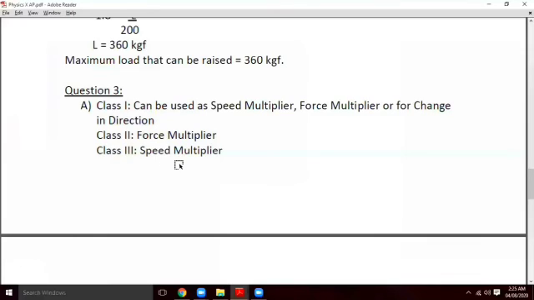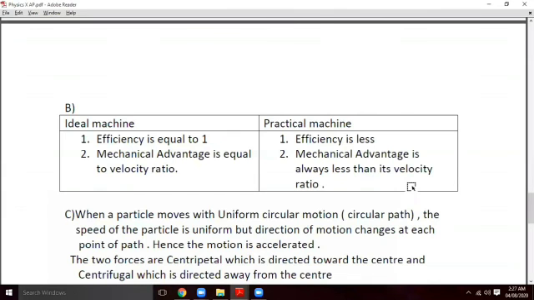Class 2 lever, whereas, is always used as a force multiplier, and a class 3 lever will always be used as a speed multiplier. If you've written all the answers, all three answers correctly, please award yourself with 3 marks. However, if you've missed off any out of these three functions in the class 1 lever, you can straight away deduct 1 mark and give yourselves 2 marks for these two answers.